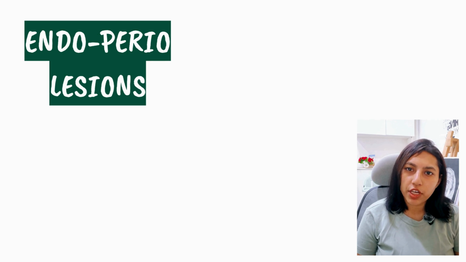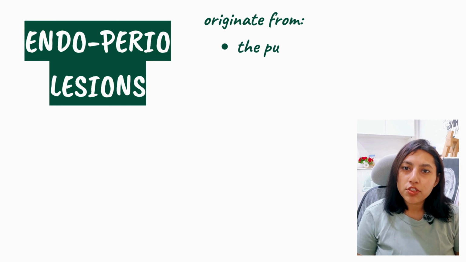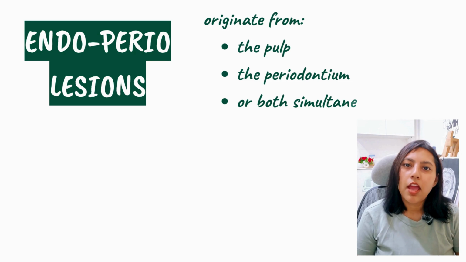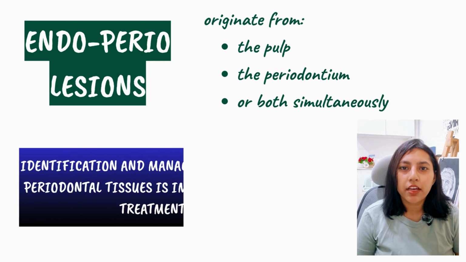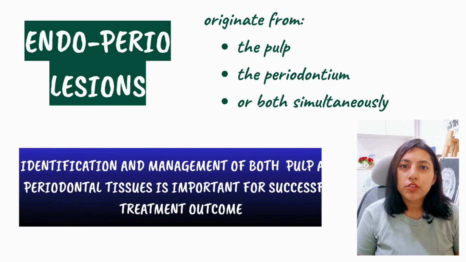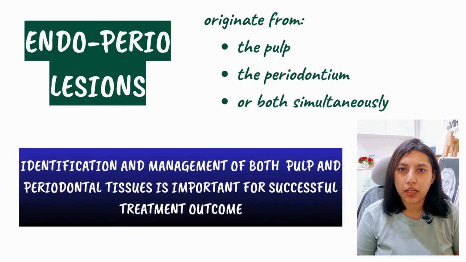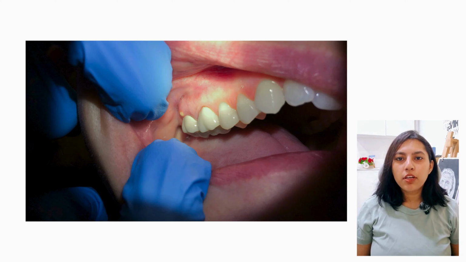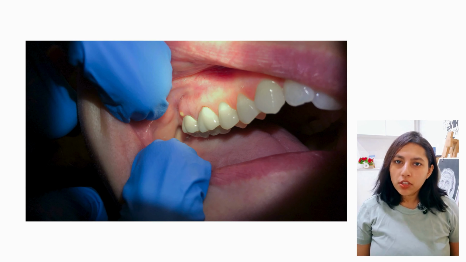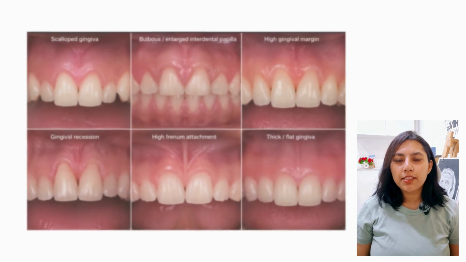So unlike routine periodontitis, these lesions may originate from the pulp, the periodontium, or both simultaneously. And unless both components are identified and managed properly, the treatment outcome may fail completely. Now, apart from acute lesions, sometimes the problem is not infection, but the soft tissue anatomy itself.